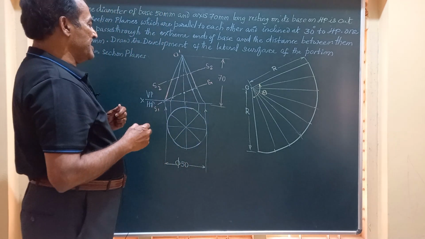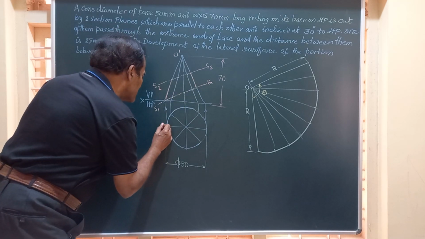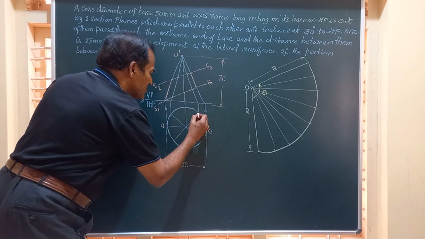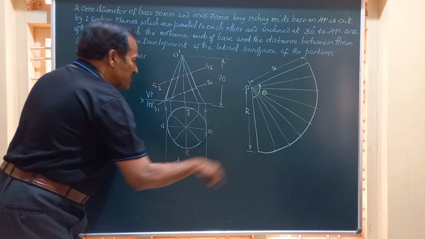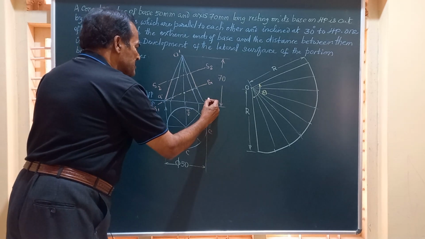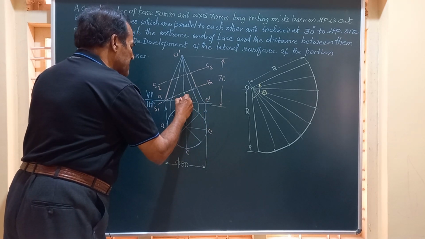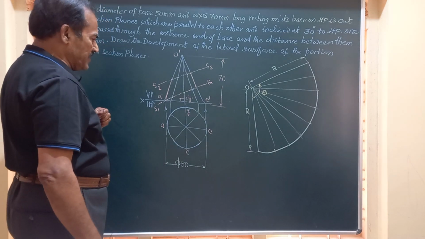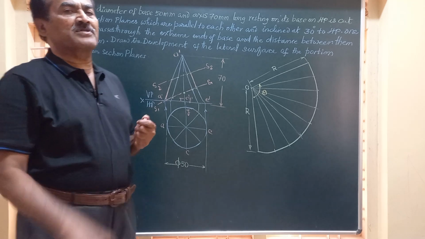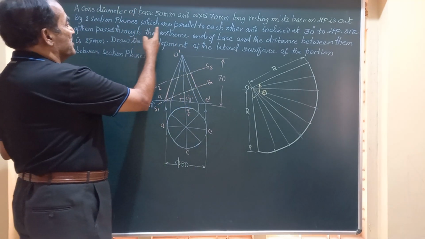Further, before that friends, let us mark this. So this can be marked as A, B, C, D, E, F, G. There's no place to mark the remaining. So this is going to be A dash, this is E dash, C dash, G dash. The axis is perpendicular to HP. And friends, it is being cut by two section planes and both the section planes are normal to VP.